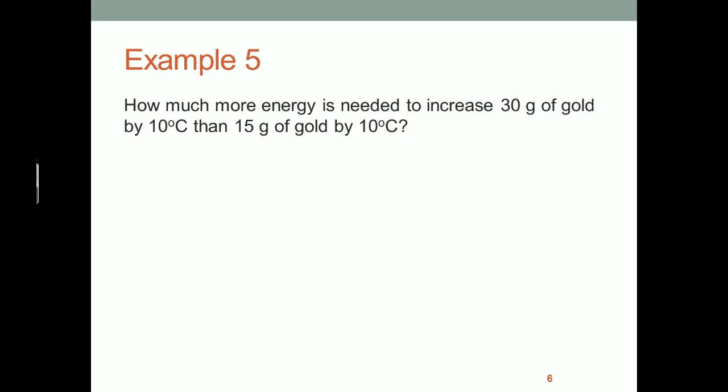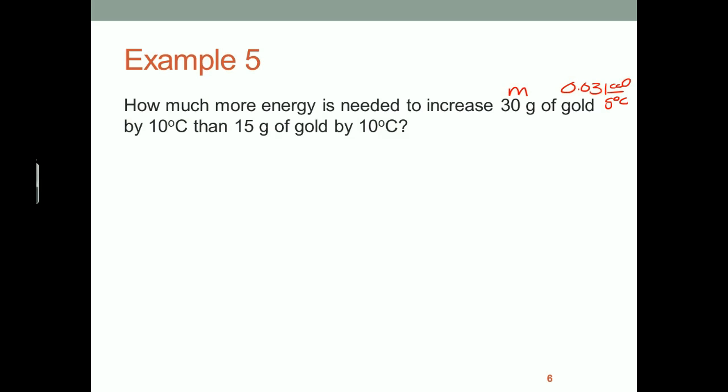For the final example, you're wanting to increase the temperature of 30 grams of gold by 10 degrees C and increase the temperature of 15 grams of gold by 10 degrees Celsius. And you want to know how much more energy is needed. So we're going to do a subtraction in the end. Because it's gold, that's a specific heat of 0.031 calorie per gram degree Celsius.